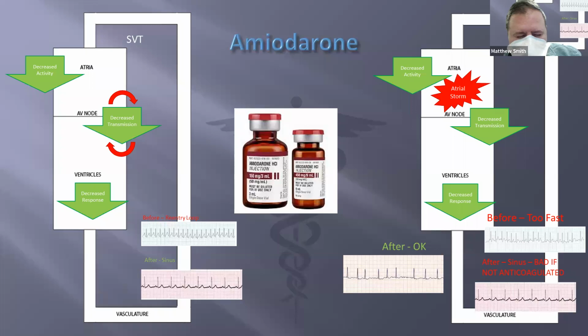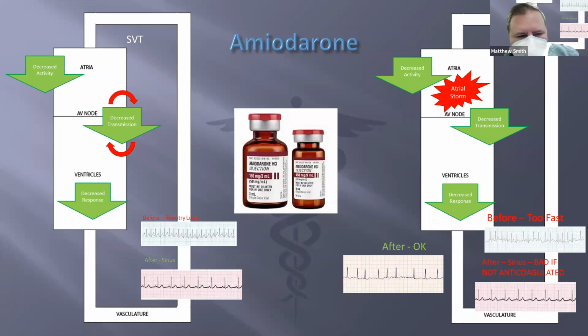So if epinephrine is the universal drug that can be used for any kind of a bradycardic rhythm, the counterpart for a tachycardic rhythm is amiodarone. So amiodarone, like epinephrine, acts at all levels of the heart. So what is amiodarone? Well, amiodarone is a sodium channel blocker. It is a calcium channel blocker. It is a beta blocker, and it is a potassium channel stabilizer. So it does all kinds of different things in the heart.